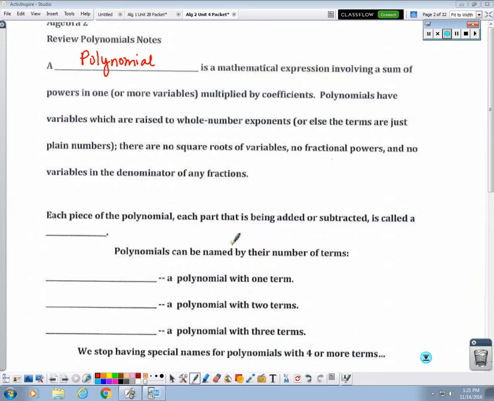Okay, a polynomial is a mathematical expression involving a sum of powers in one or more variables multiplied by coefficients. Polynomials have variables which are raised to whole number exponents. There are no square roots of variables, no fractional powers. You cannot have this and call it a polynomial. The exponents have to be whole numbers, and no variables in the denominator. Okay, like if you have 2 over x plus 4, that is not a polynomial because you have a variable in a denominator. We talked about this a couple of weeks ago when we defined polynomial.